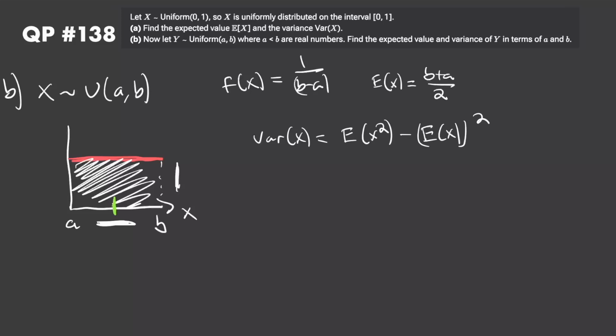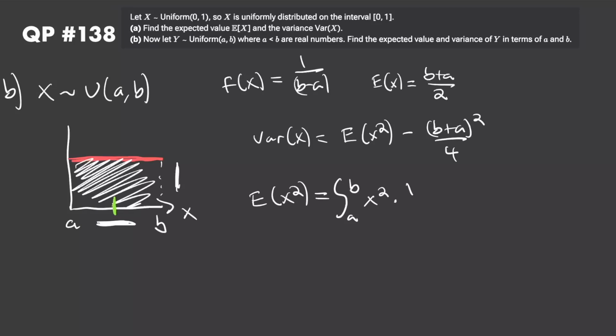The expected value of x was (b plus a) divided by 2, so we can just plug that in right here, and we get (b plus a) over 4, and let's square the top as well. So for the second moment of x, we can calculate that in pretty much the exact same way. We're going to integrate from a to b, the possible values that x can take, of x squared times the density, which is 1 over (b minus a), with respect to x.